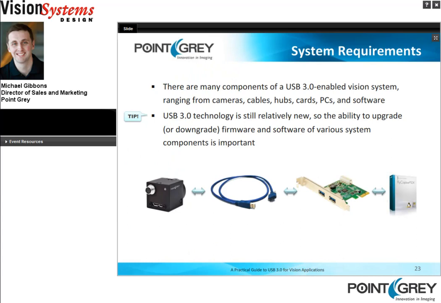System requirements. Obviously there's lots of different components that are part of a USB 3 enabled vision system. One thing to keep in mind is that USB 3 technology is still relatively new, so it's very important to have the ability to upgrade or downgrade firmware and software of the various system components. Most hubs, cameras, and interface cards are going to have firmware that you can upgrade on the actual devices themselves. There's also software drivers on the host system that you should be aware of. Being able to update those various components is a pretty key piece to making sure there's no issues.